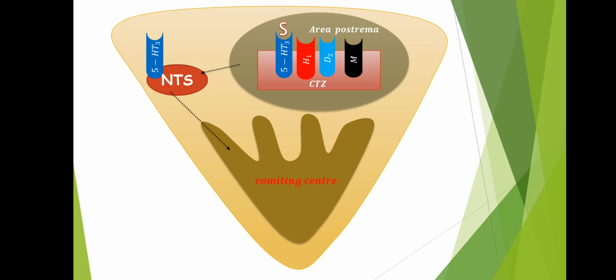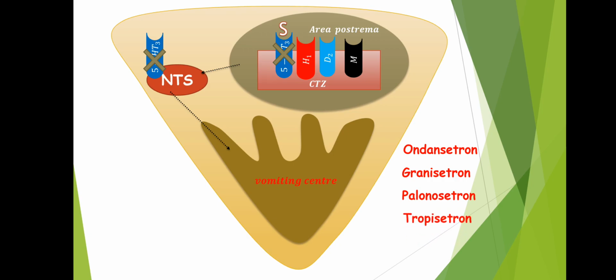So how can we reduce vomiting? Yes, we can reduce vomiting by blocking this 5-HT3 receptor on both the CTZ as well as on the nucleus tractus solitarius area. So we have got drugs such as ondansetron, granisetron, palonosetron, tropisetron. So these drugs can be used as anti-emetic agents. They are mainly used in the treatment of chemotherapy-induced vomiting or radiotherapy-induced vomiting. For these vomitings we can use these setrons.